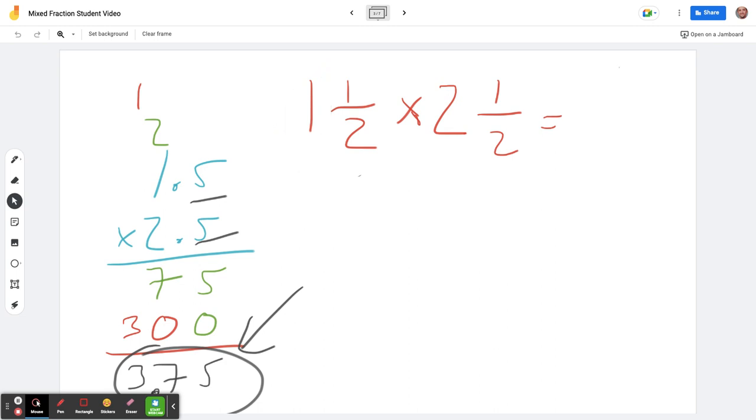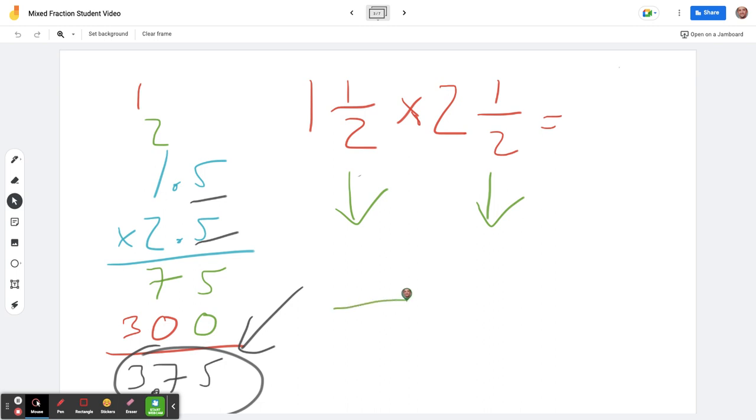Then we multiplied the 2 times the half, which we did not do in that first situation. And we multiplied the 2 by the 1. We did do that part. So we only did half. That's why this doesn't work. So to avoid that issue, it goes back with my previous slide, we want to change these to improper fractions. That way everything gets multiplied by everything.